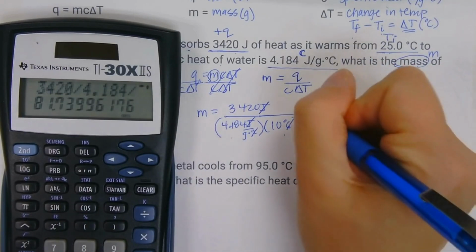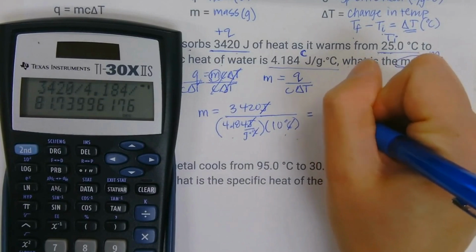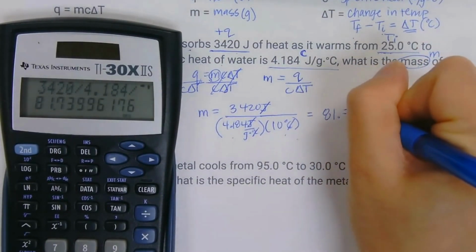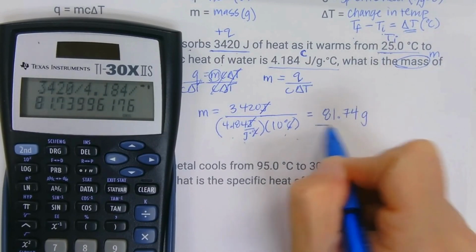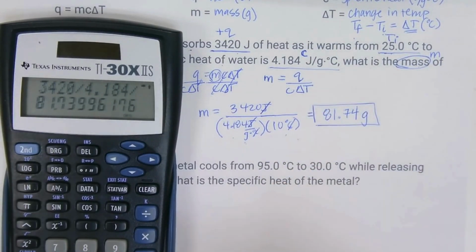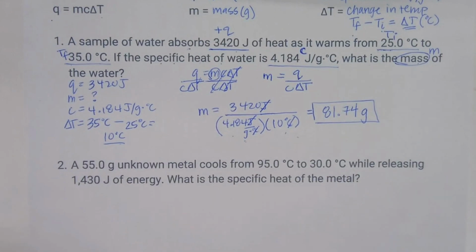So our answer, and we're going to go to the second decimal place or the hundredths place, is 81.74. And the only units we have left are grams. And this makes sense because we're looking for a mass. Okay, here we go. Next question.